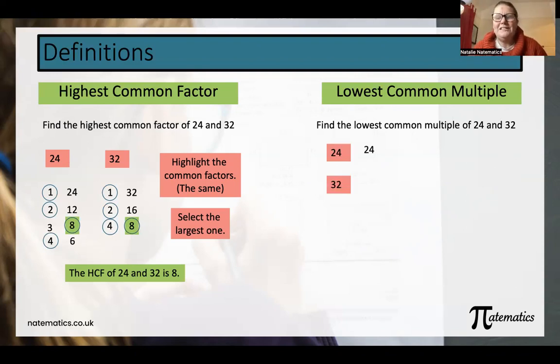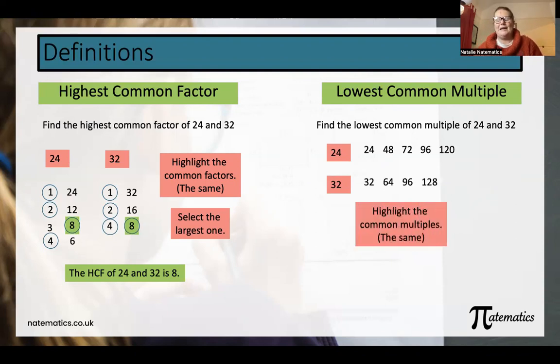So what are the multiples of 24 then? Now we can just write them down there. And we do exactly the same for 32.